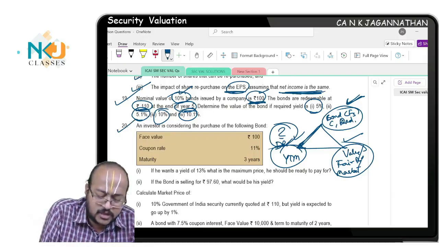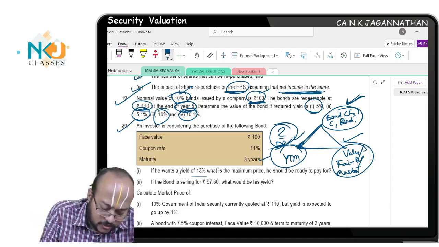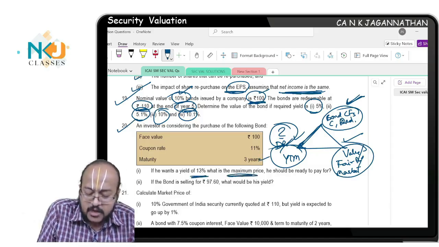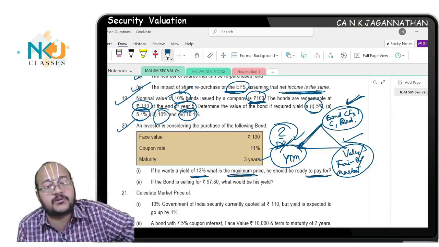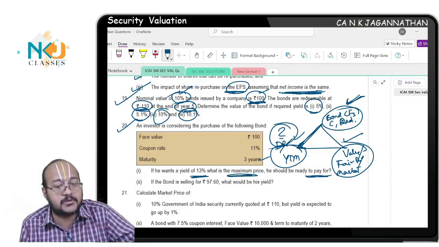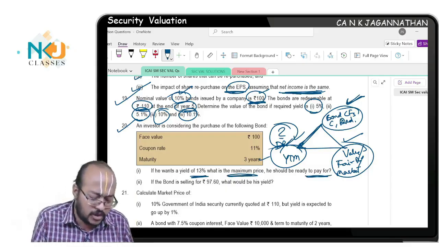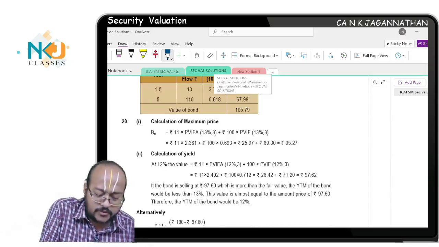An investor is considering the purchase of the following bond. Face value is given, coupon rate is given, maturity period is given. If he wants a yield of 13%, what is the maximum price he should be ready to pay? Which means if he wants 13% return from the bond, the discounting rate will be 13%. So what is the value of the bond? Again, value of the bond. Simple, straightforward question. First compute the value of the bond, calculate the maximum price.